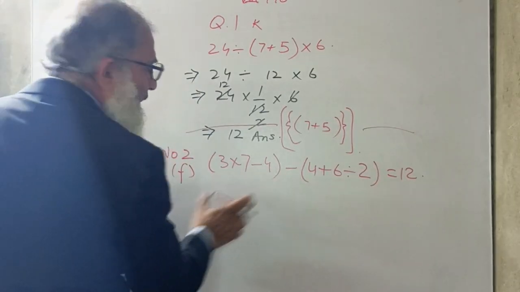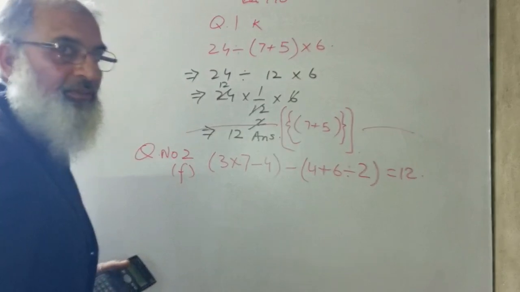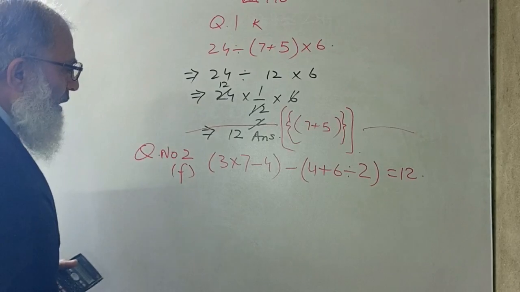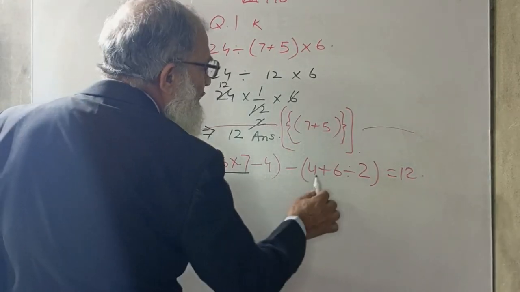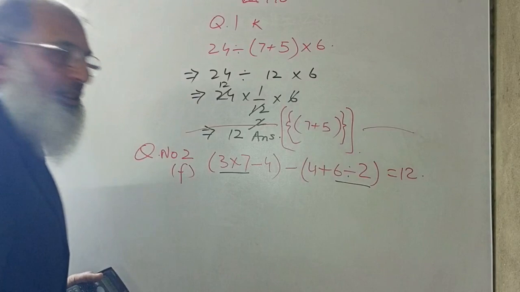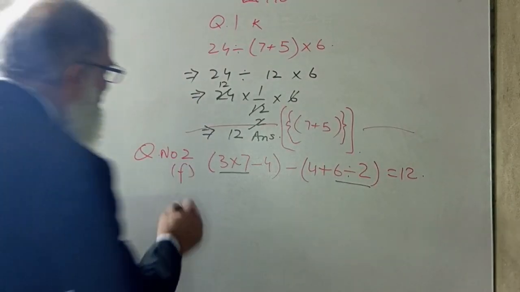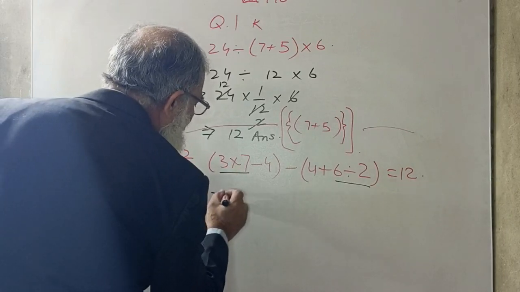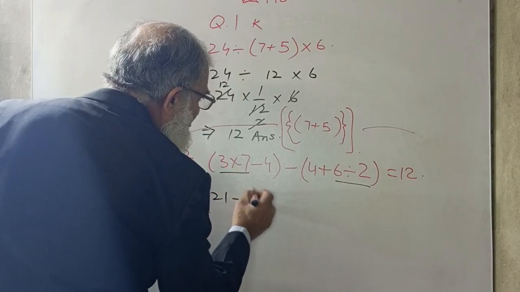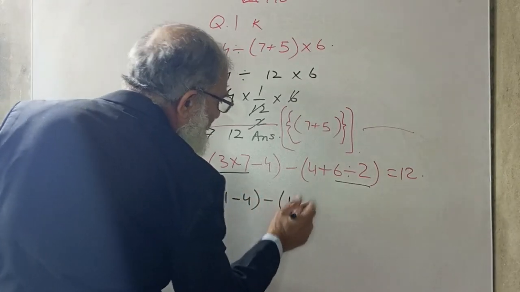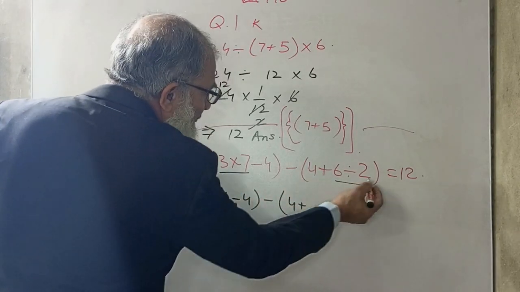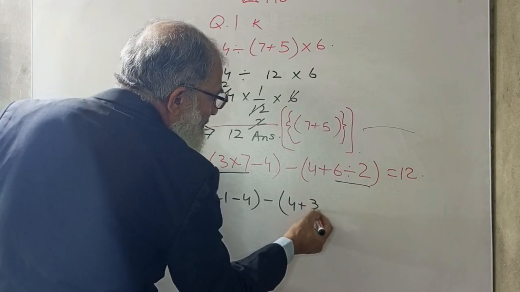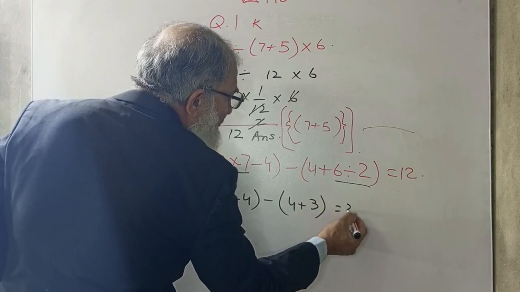In simple calculators you will not see these parentheses. So according to the BODMAS rule, you have to multiply this and divide this. In one step you can do it. Now 3 7s are 21 minus 4, and my minus 4 again, plus 6 divided by 2 is 3, and should it come as 12?